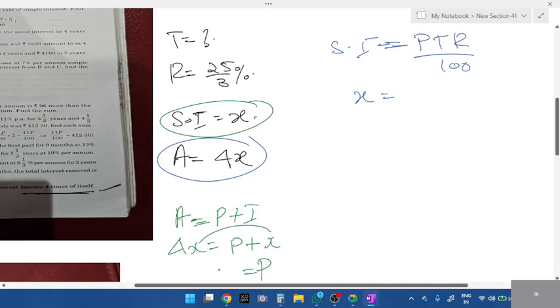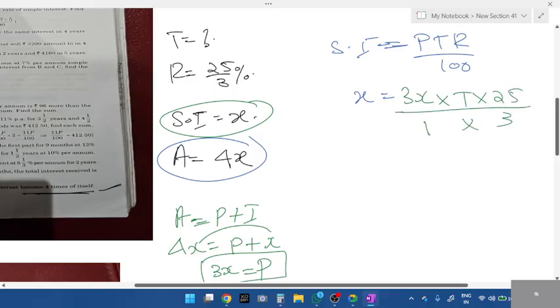4x minus x is 3x. Principal is 3x. Let me take 3x into time as it is. Rate is 25 by 3 into 100. I need to find t here. Keep t as it is. Shift all the other things to the other side.